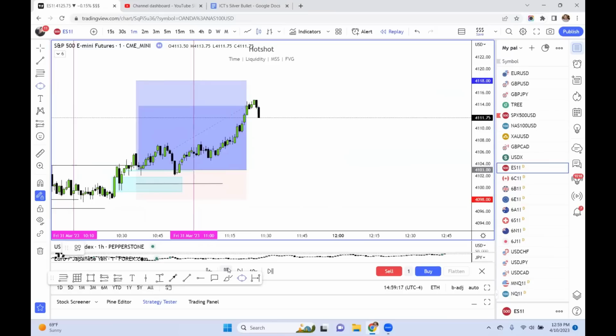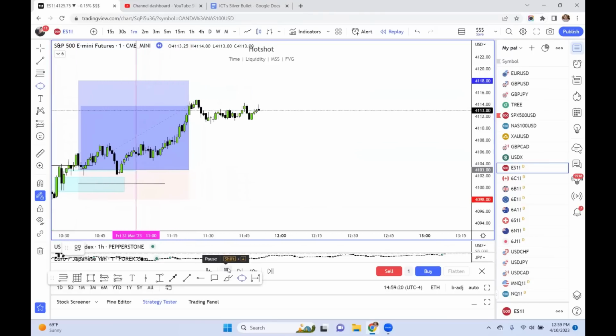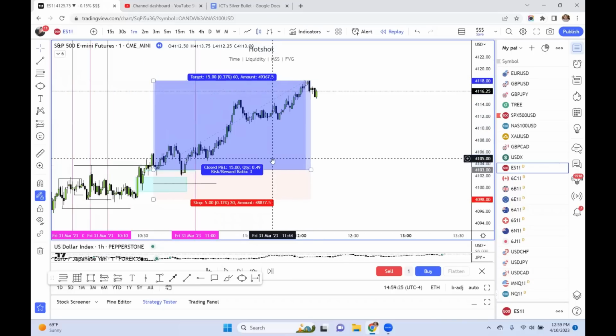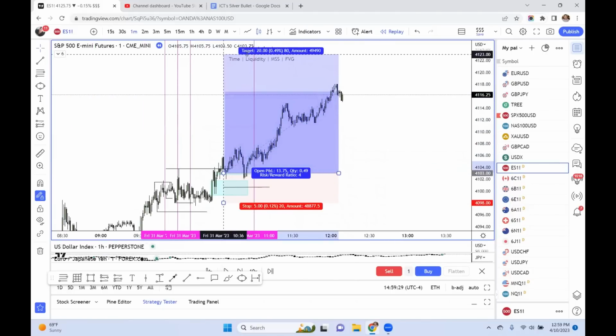And at this point, I'm just going to press play. It hit a 1 to 3R, which is sick. ICT setup is playing out really nice. Let's target a 1 to 4R. Let's see what happens.